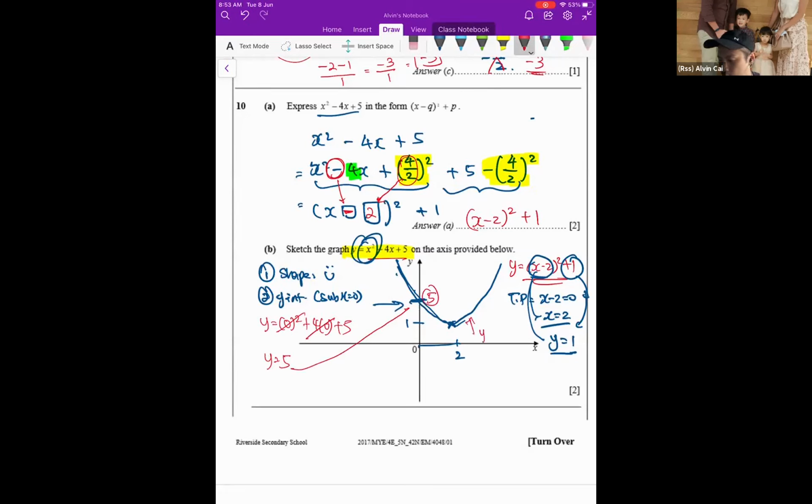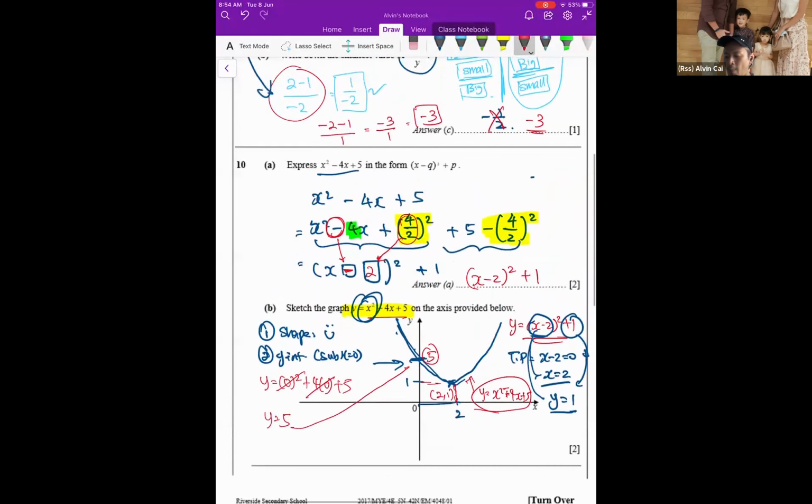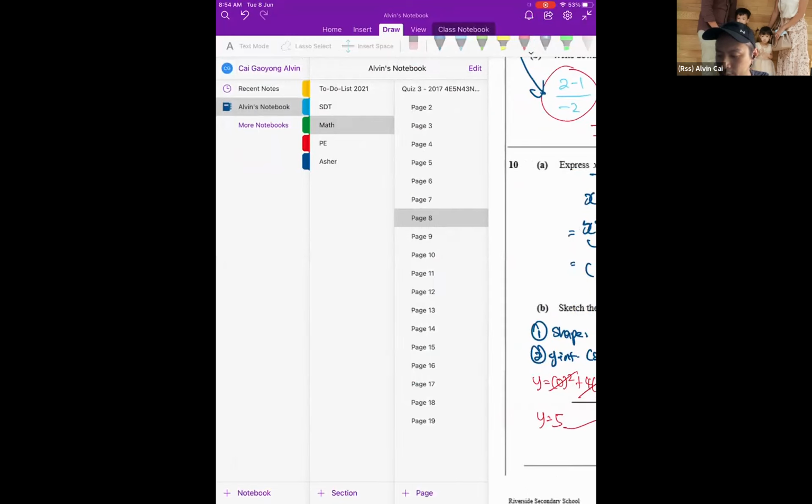Okay, label the equation. Just label this y equals x squared minus 4x plus 5. Okay, so that's all we need for this graph: the y-intercept and the turning point. Must make sure you label them to be sure. You just label them and also label the equation of the graph. Okay, moving on.